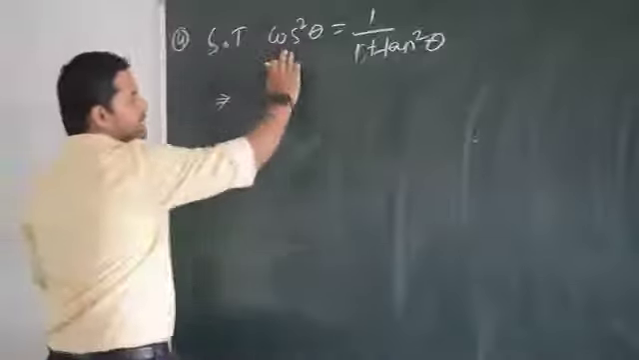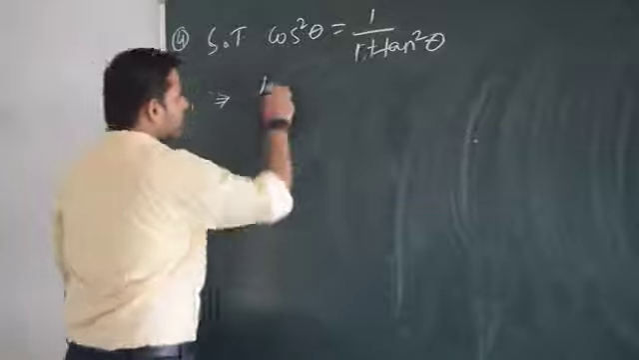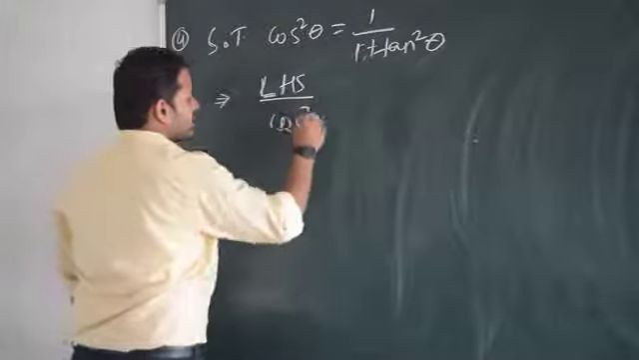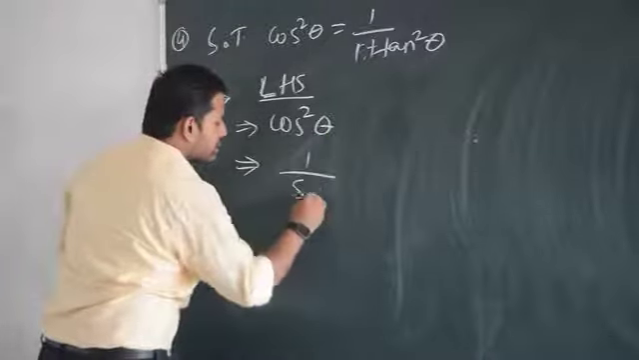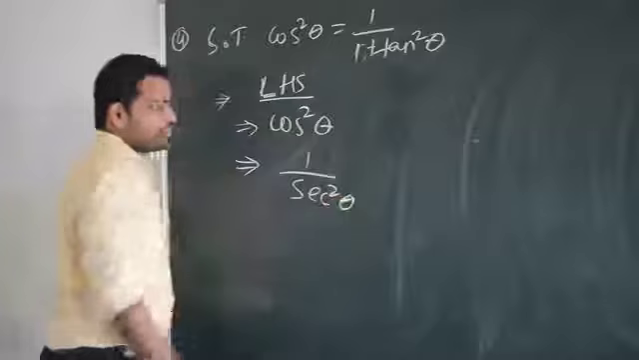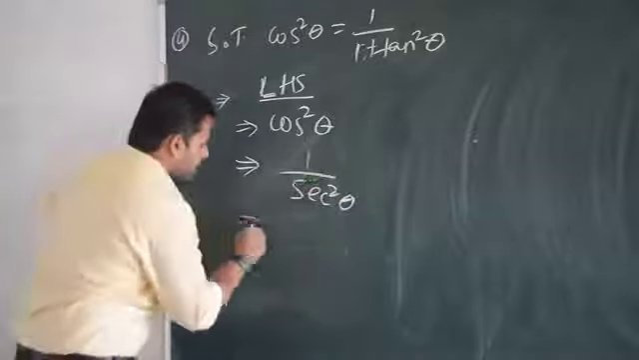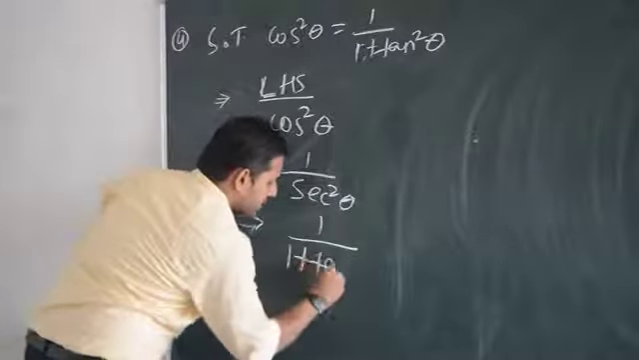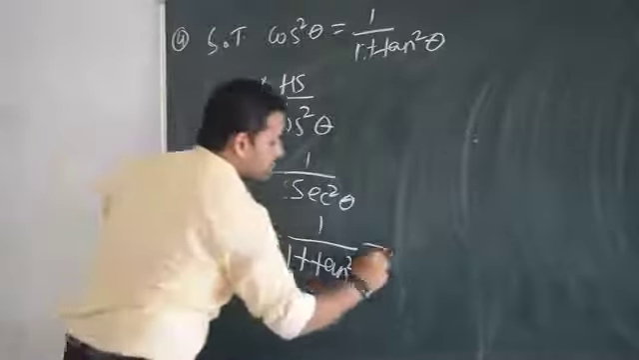Sir, here cos theta is there, tan square theta. How to do it? Okay, very simple. You have to use presence of mind. LHS, what is LHS? Cos square theta. This cos square theta can be written as 1 over secant square theta, right? Of course, cos theta is equal to 1 by secant theta, so that's why square is also fine. Next, 1 divided by secant square theta means 1 plus tan square theta, because 1 plus tan square theta is equal to secant square theta. I got it. That is equal to RHS.